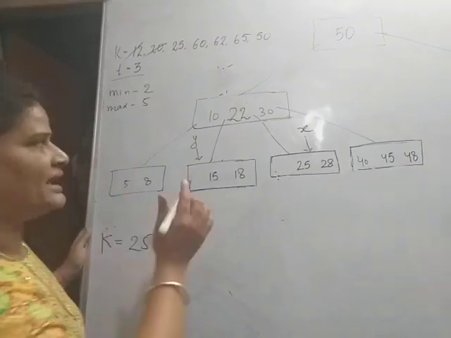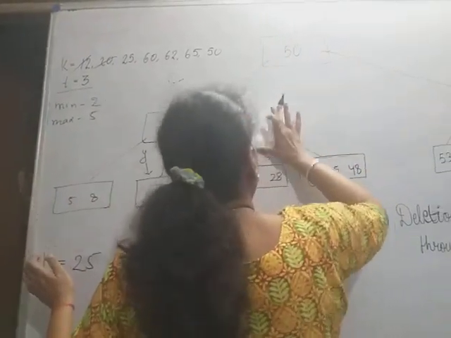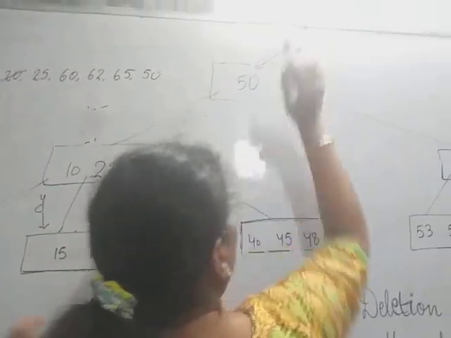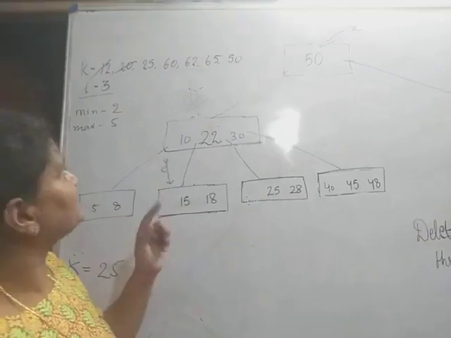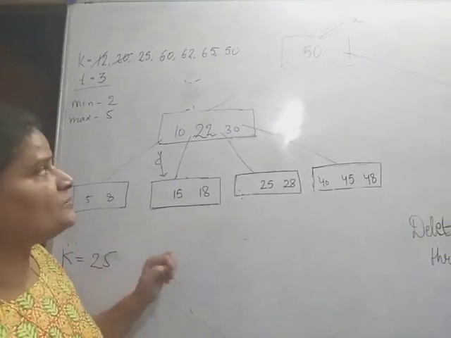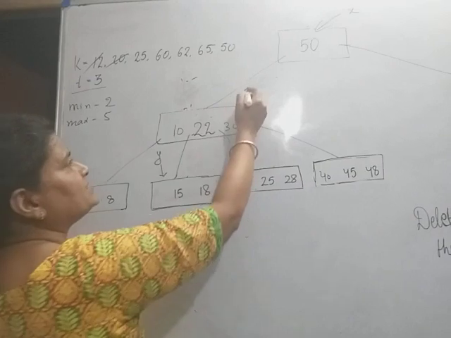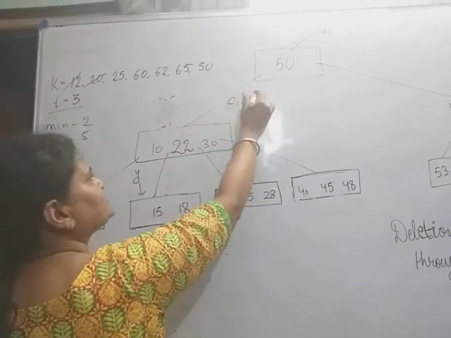Okay, again I will start from the root. So this is x. Now we find the appropriate child for 25. The appropriate child for 25 is this one, C1x. This is the appropriate child.